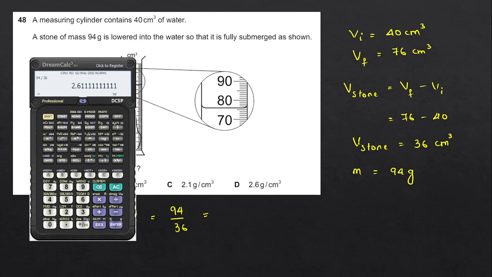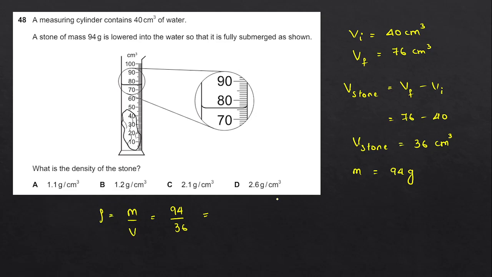Let's write that down here. So it is 2.61 gram per cm cube. So the nearest answer is 2.6. So we can check this and we can say, okay, this is the nearest answer. It is option D, 2.6 gram per cm cube.